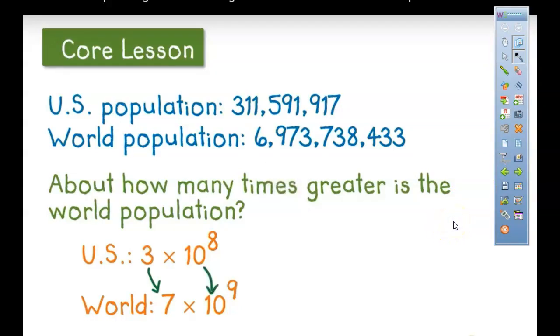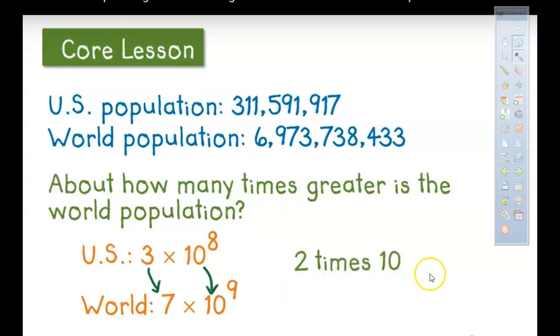So the key thing is, here they're asking you to estimate about, because it says about how many times. So when you look at this, you don't have to make it that hard. You don't have to put it in your calculator and divide and do a ton of stuff. You're just simply taking a look. To get from 10 to the 8th to 10 to the 9th, you need to multiply by 10. So overall, we need to multiply by 2. So write this down.